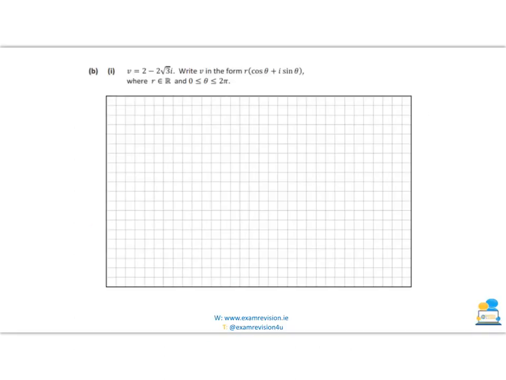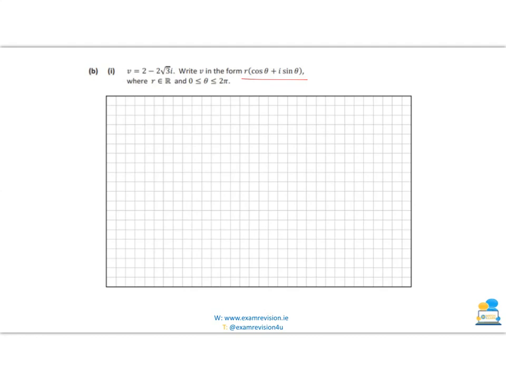So the first part of this exam question, again a higher level Leaving Cert question, is just asking you to write this complex number that's currently in rectangular form into polar form. So nothing difficult here. We've gone through one of these questions already, but we'll have a quick run through it now, nice and quickly.